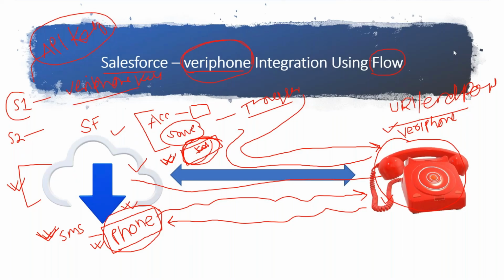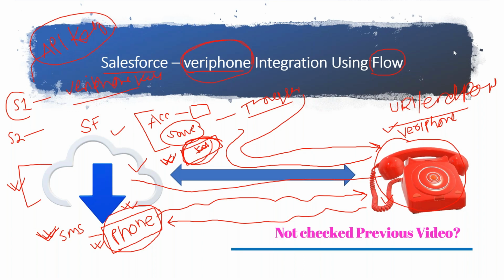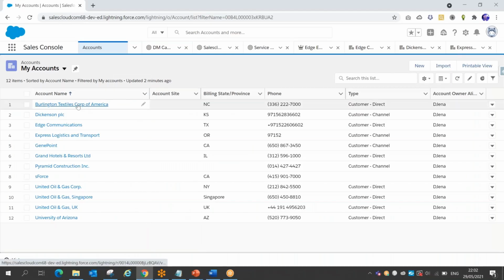So in the previous session, we have seen how we are able to make an API call to Veriphone, and depending on the phone number we enter, we are getting the response. Now what will we do? Now let's integrate that API call with my flow. Let's consider I have this account record.